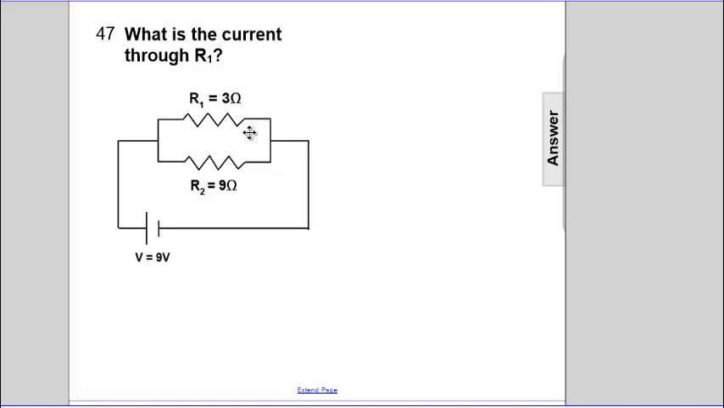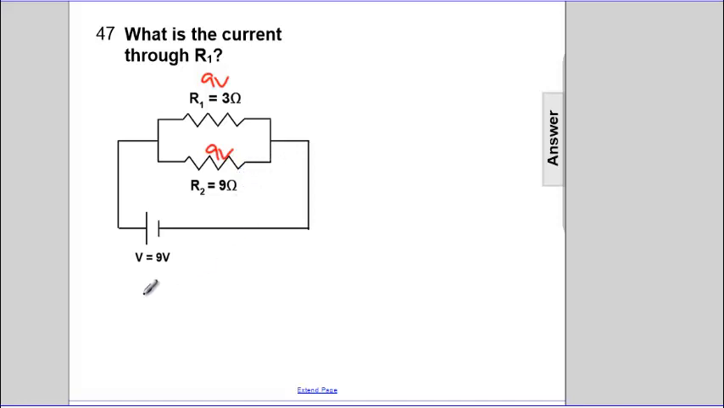What is the current through R1? Oh, this is great. It becomes very easy. You know we have 9 volts there. We have 9 volts there. Now let's take a look. You have 3 ohms versus 9 ohms. Which gets more current? The answer is the one with less resistance, 3 ohms. If this gets a certain amount of current, this will get 1/3. More on that in a minute.